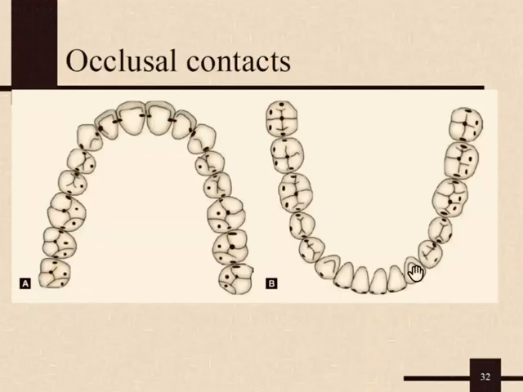Finally, this is what we call occlusal contacts. If we have, this is a schema, these are the contacts that are presented. We have 138 points of contact, possible occlusal contacts, for the 32 teeth in general. And it is used in restorative dentistry and orthodontic dentistry.